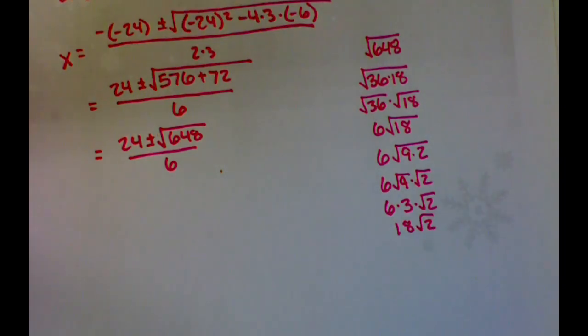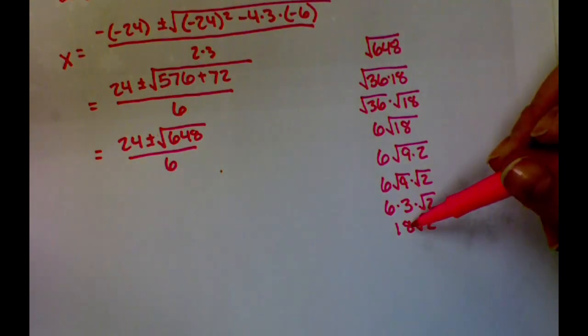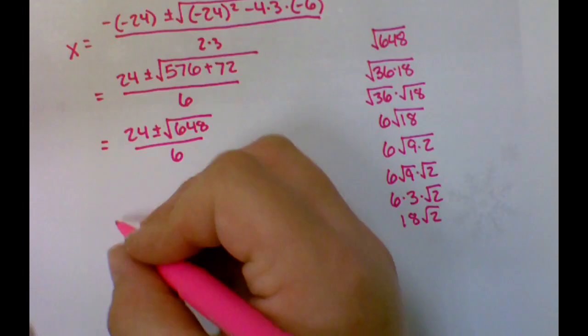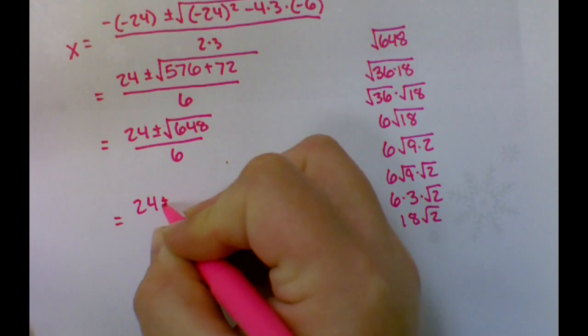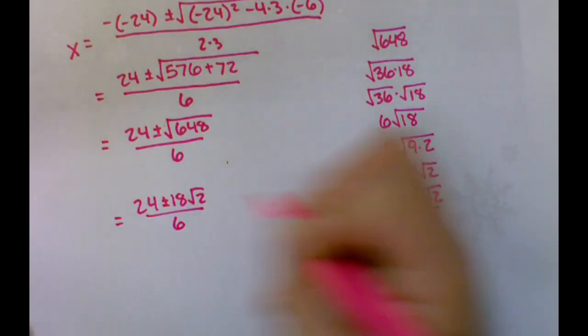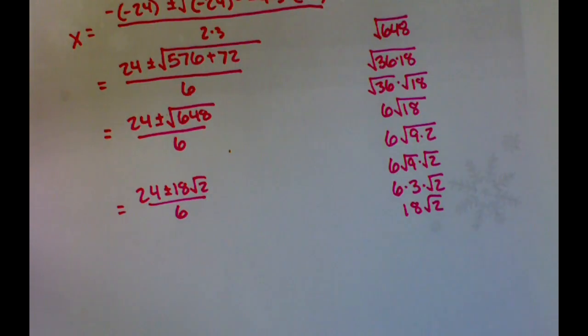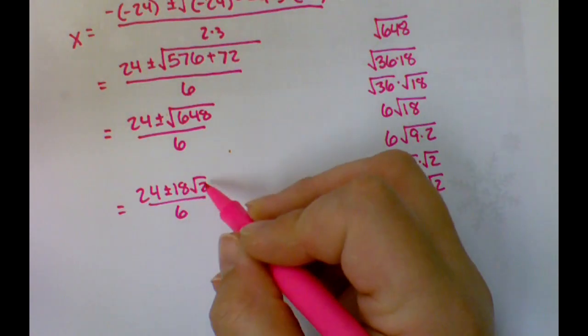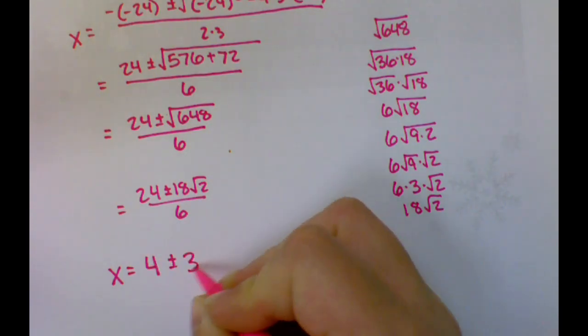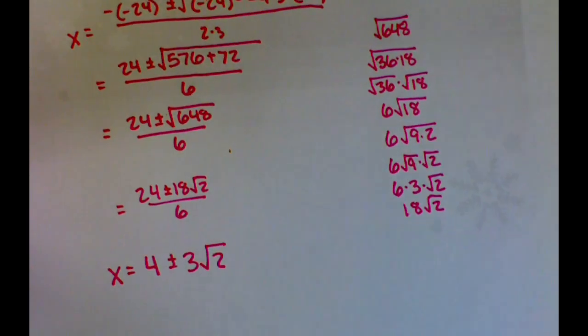So that really tells me that whatever 18 squared is went into 648 originally. So we're going to change our square root of 648 into 18 square root 2. And now I can divide everything by 6. Remember that square root is exempt from that. Making it 4 plus or minus 3 square root 2 all over 1.